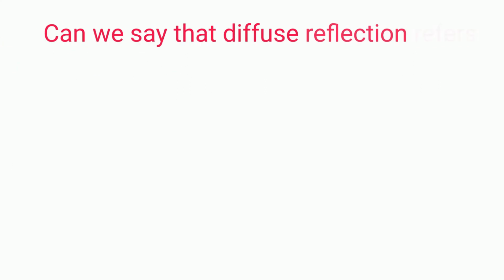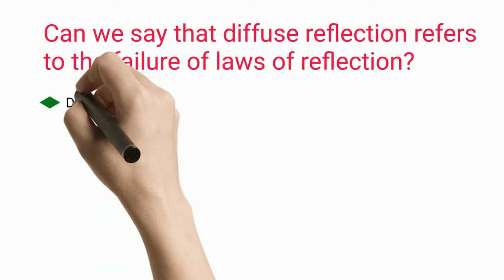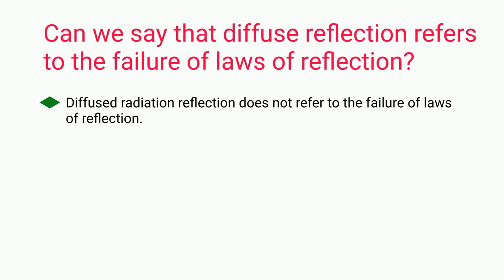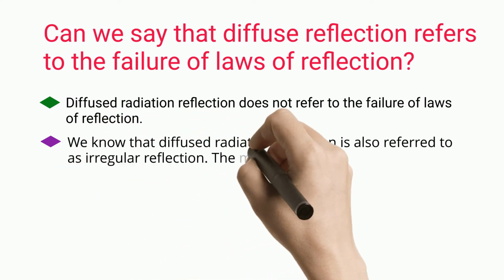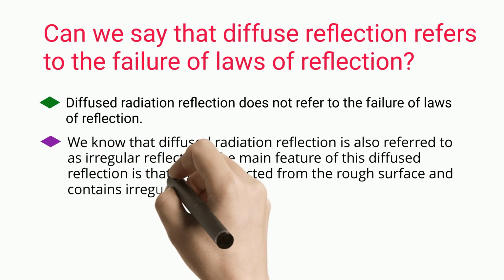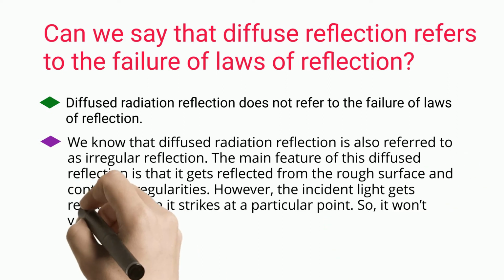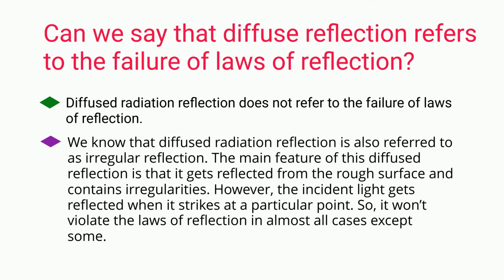Can we say that diffuse reflection refers to the failure of laws of reflection? Diffused radiation reflection does not refer to the failure of laws of reflection. We know that diffused radiation reflection is also referred to as irregular reflection. The main feature of this diffused reflection is that it gets reflected from the rough surface and contains irregularities. However, the incident light gets reflected when it strikes at a particular point. So, it violates the laws of reflection in almost all cases except some.